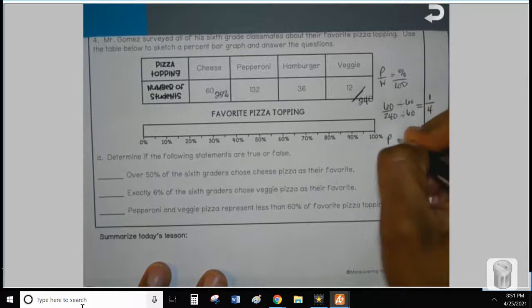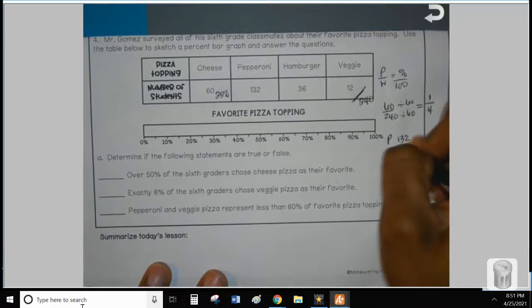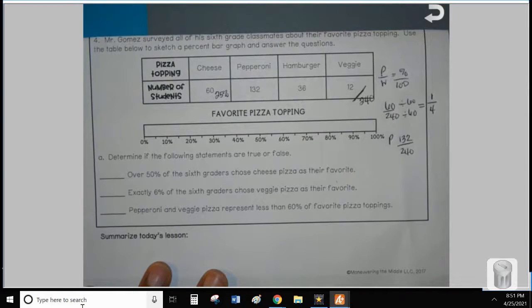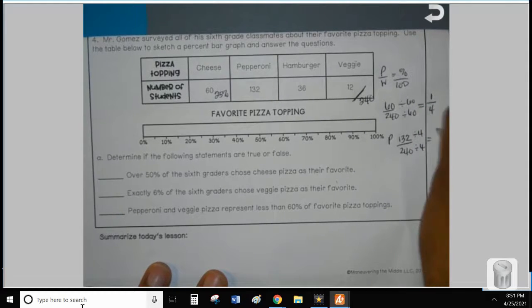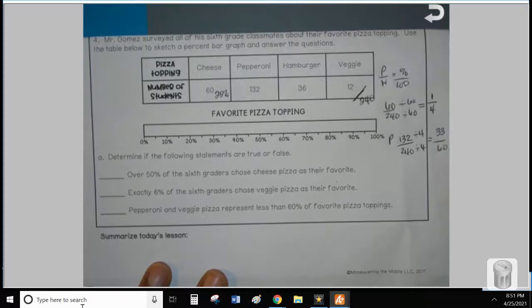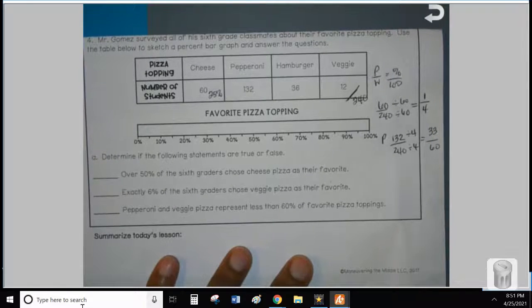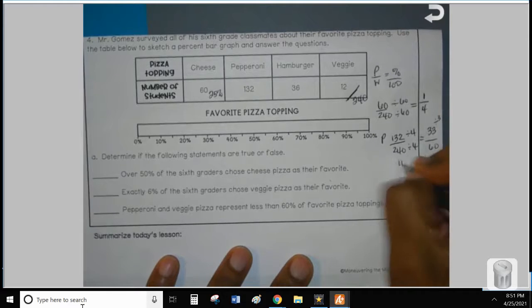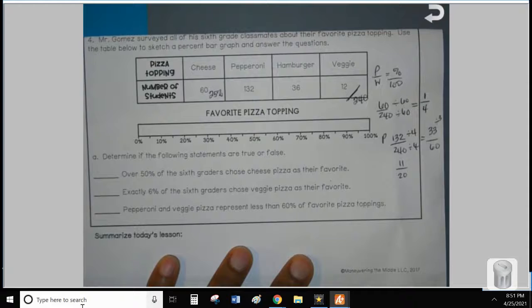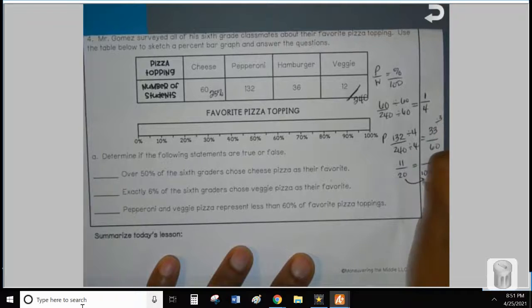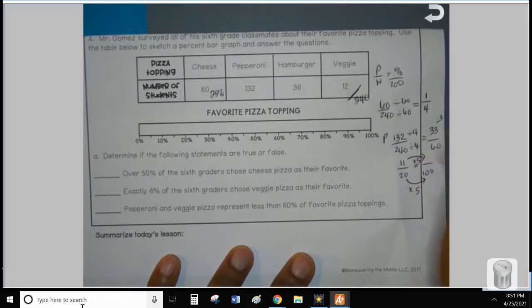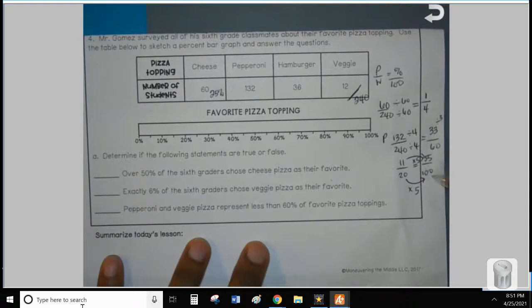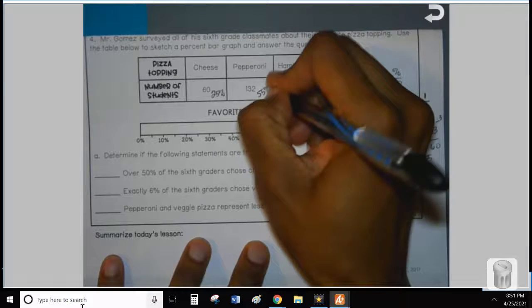Pepperoni, we have 132 over 240. For pepperoni, I can simplify by 4. So I'm going to divide the numerator and denominator by 4. I get 33 over 60. I did not use the GCF, so I can simplify again by dividing by 3. I end up with 11 over 20. 20 is a friendly denominator, right? What can I multiply times 20 to get 100? 5. Whatever I do to the bottom, do the same to the top. 11 times 5 is 55. 55 hundredths, so that means 55% was pepperoni.